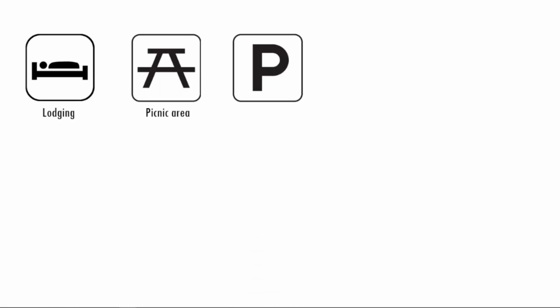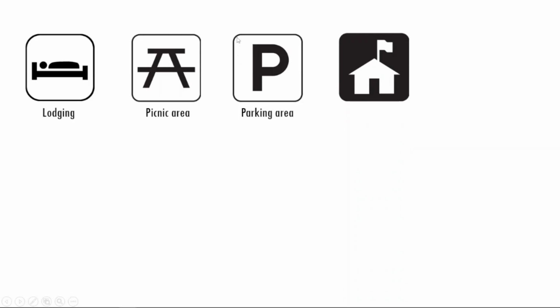The next one is simply a parking area. Sometimes you find this same sign and then you find a line cutting across the P, and that becomes a what? That tells you that you cannot park there.